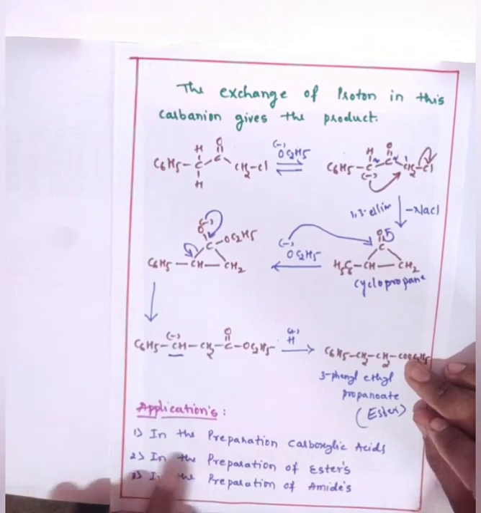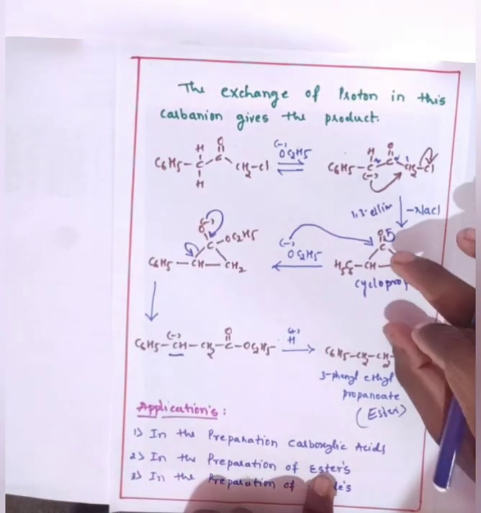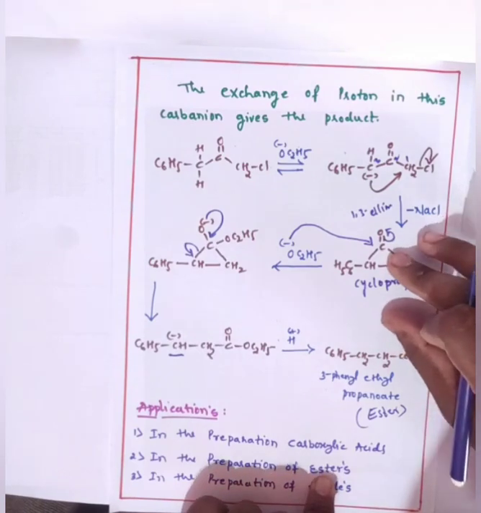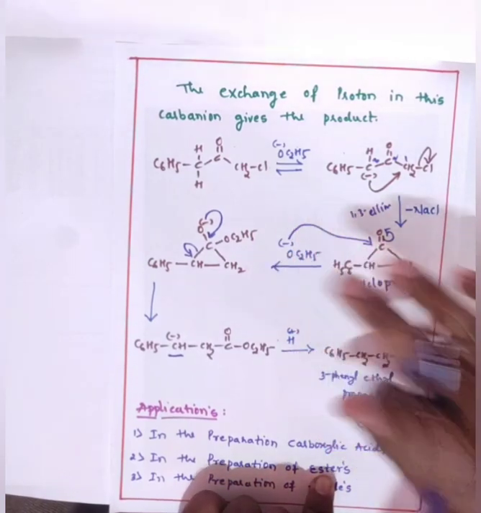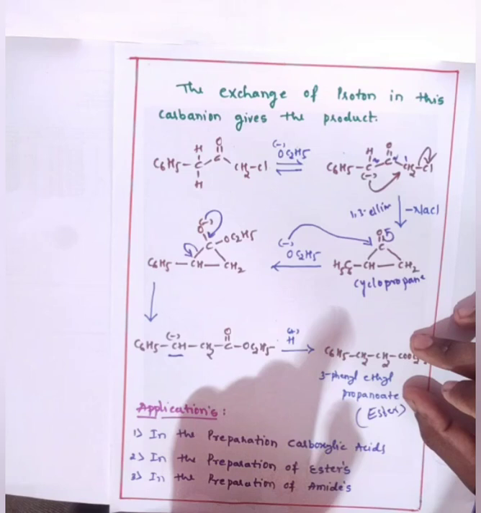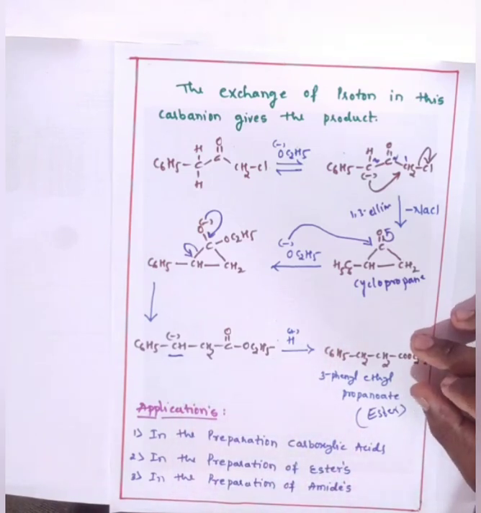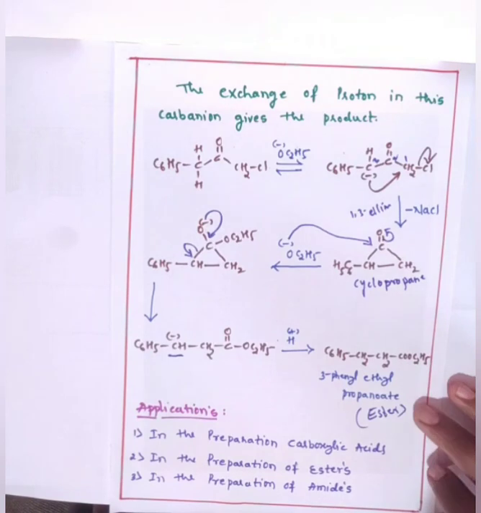The second application is in the preparation of esters. In this particular example, we saw the conversion of alpha haloketones into an ester. So this is the second application. The third one is in the preparation of amides. So these are the three applications of the Favorskii rearrangement reaction.